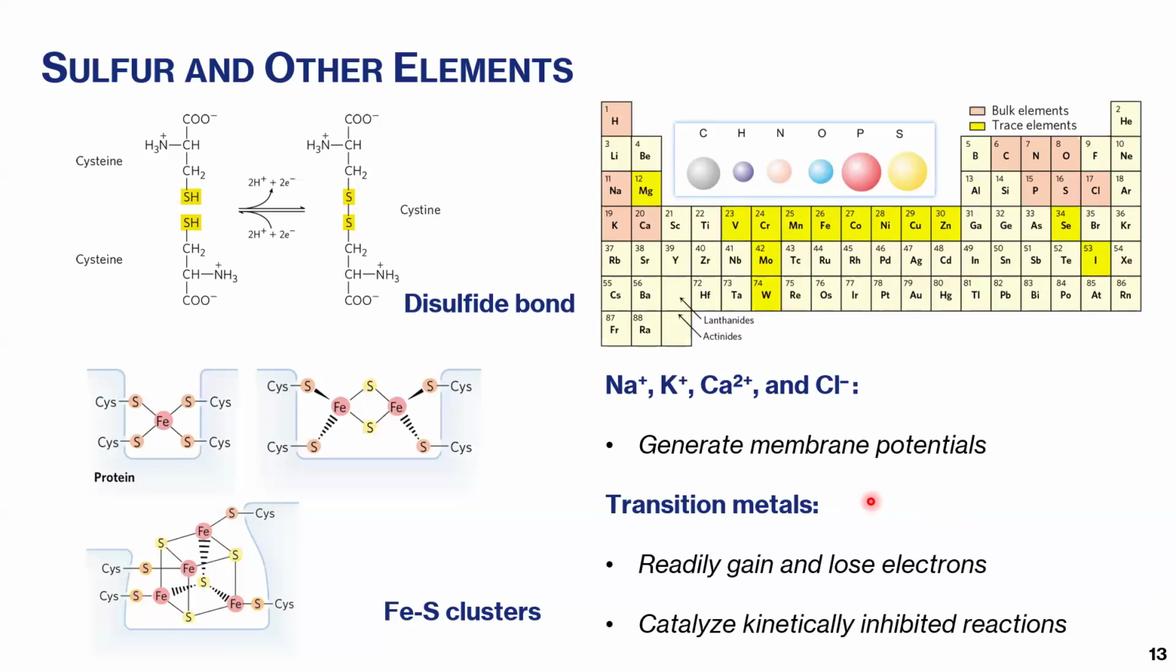Life also incorporates some transition metals, for example iron, magnesium, copper, titanium, cobalt, and zinc, which readily gain and lose electrons, catalyze reactions, and control electron flows in metabolism.